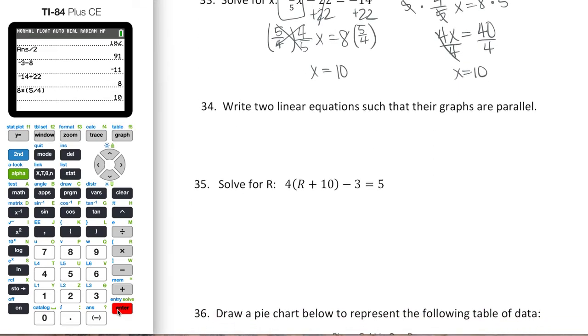All right, write two linear equations such that their graphs are parallel. So if they're parallel, the slopes must be the same. So slopes must be the same. So for example, we could have y equals 2x plus 1 and y equals 2x minus 5. As long as the number that is in front of your x is the same, they are going to be parallel.